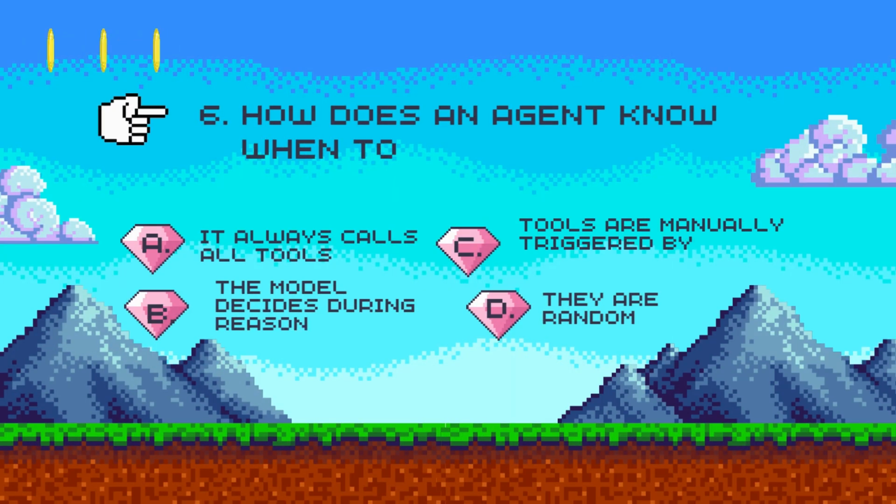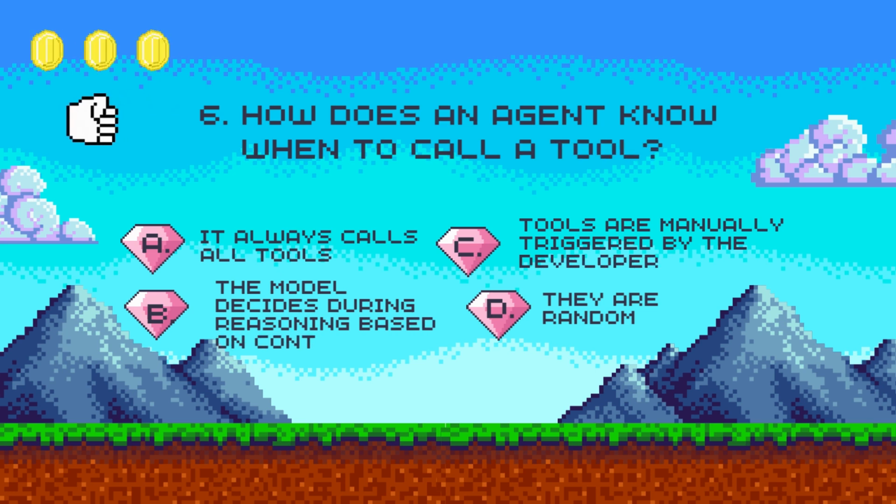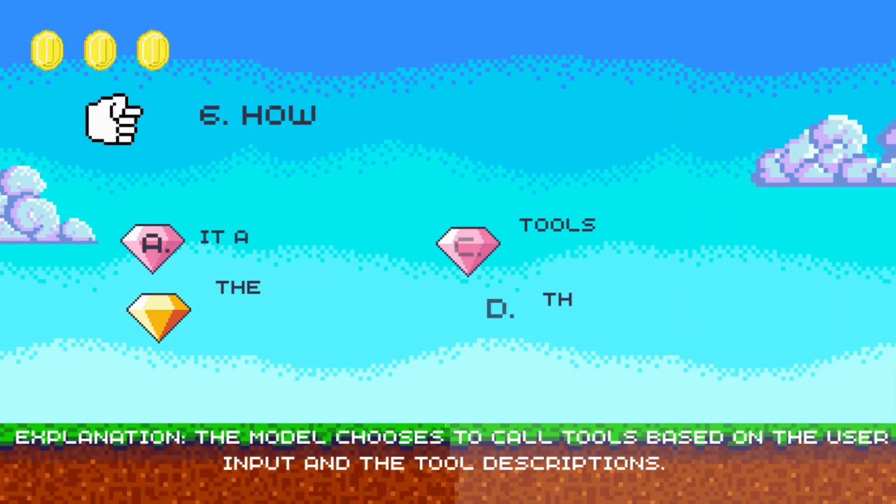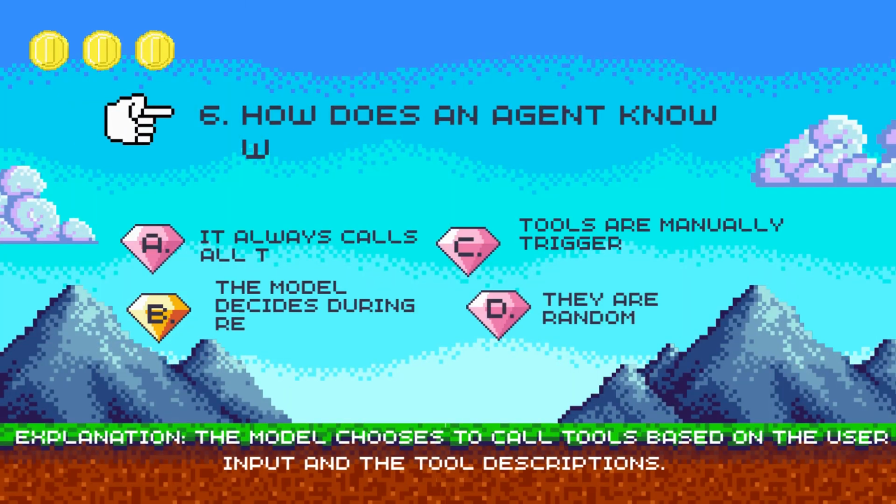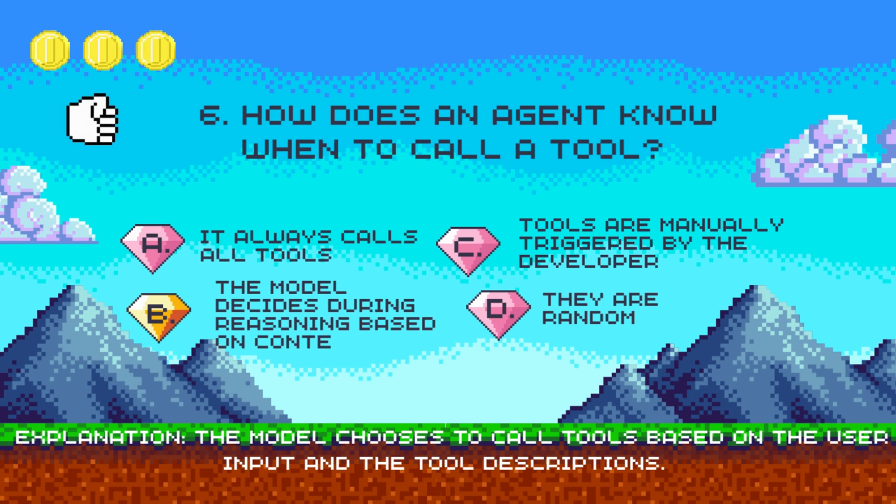6. How does an agent know when to call a tool? A. It always calls all tools. B. The model decides during reasoning based on context. C. Tools are manually triggered by the developer. D. They are random. Answer: B. Explanation: The model chooses to call tools based on the user input and the tool descriptions.